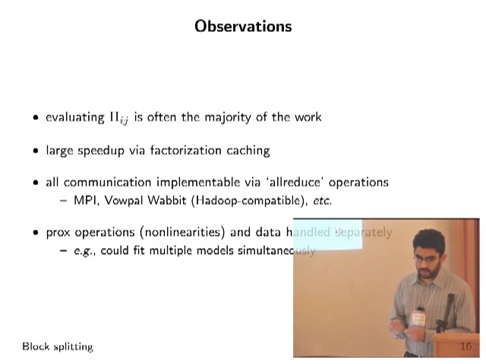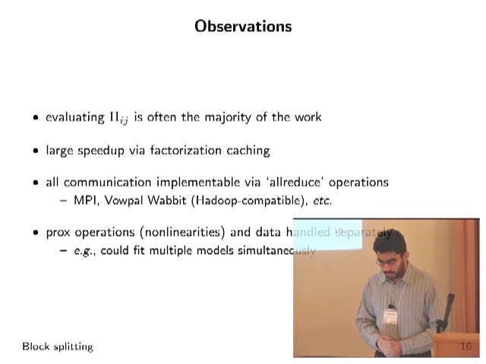All the communication involves summing up a bunch of vectors, right? Because you've got an averaging step that's just summing. And then the exchange, the collaborative part of that, was also summing. So you can do everything via all-reduce operations or equivalent in whatever programming framework you're using. So MPI has an all-reduce. Vowpal Wabbit has a Hadoop-compatible all-reduce. And any of those would be fine.